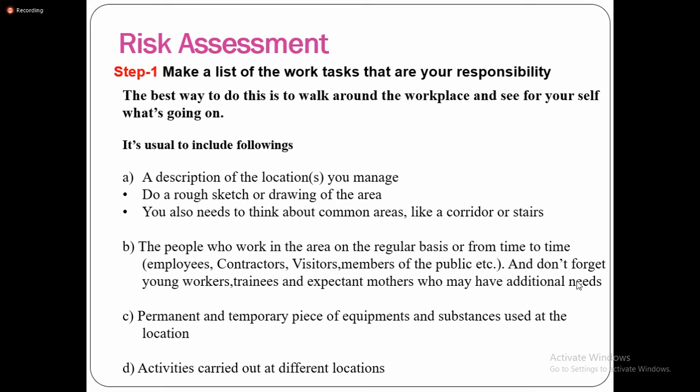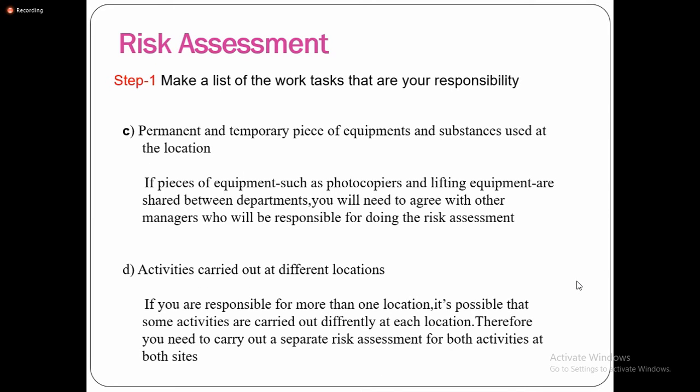And apart from that, permanent and temporary pieces of equipment and substances used at that location, you have to identify those. What are the permanent equipment, the temporary pieces, and the activities carried out at different locations, you also have to identify, right? Okay, right.